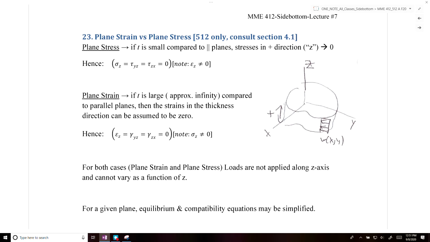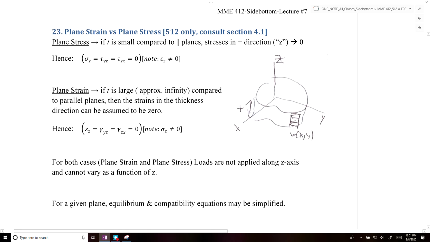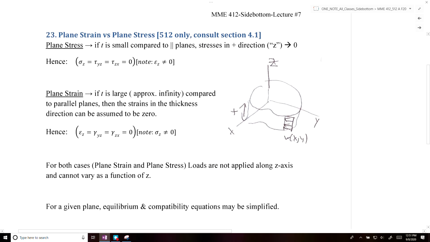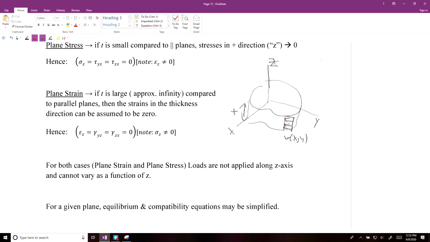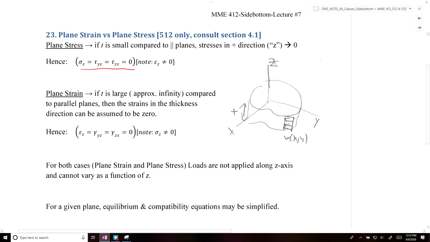So plane stress occurs if you have a very thin part, so if the thickness of the body is very, very small relative to the other dimensions of the part, or relative to the parallel planes in the part, right? And if you also have that the stresses along the z direction are equal to zero, in this case you can say that the stresses along the z-axis would be equal to zero, right?